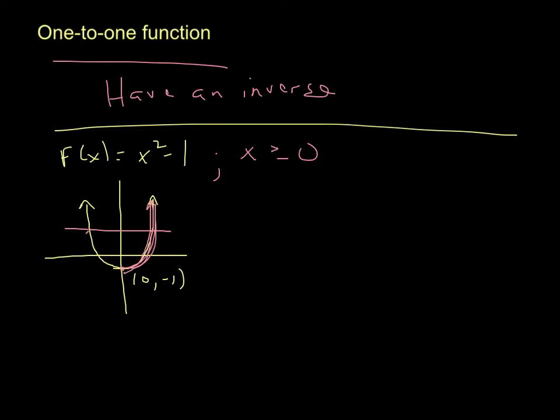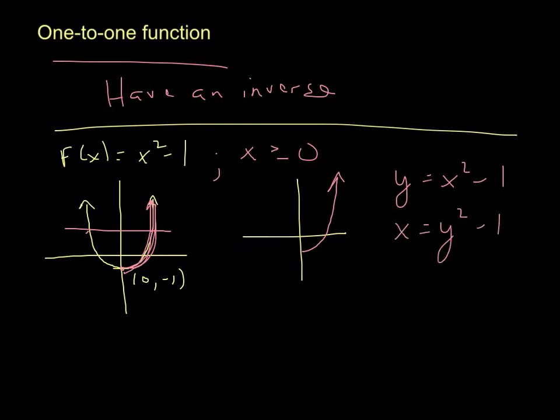So our new function with our restriction is going to look something like this. And now we will indeed pass the horizontal line test, and we will be able to find the inverse function. So now I can go and find the inverse by interchanging my x and y, and then solving for y. So x plus 1 is y squared, which means y is equal to the square root of x plus 1.